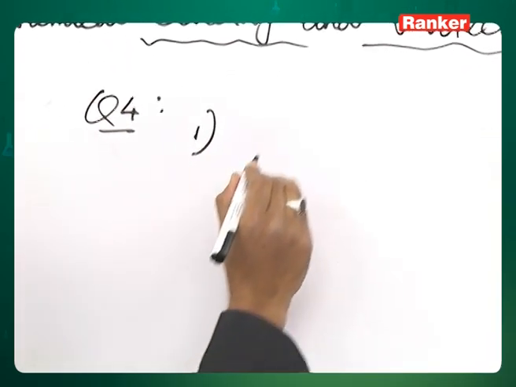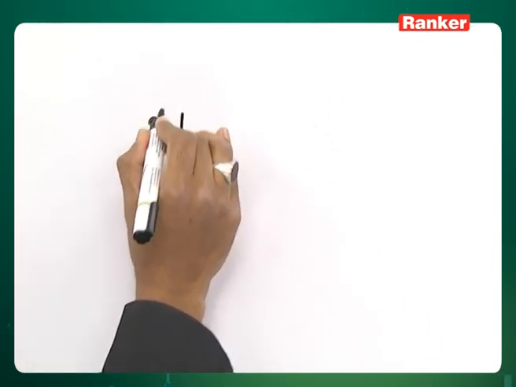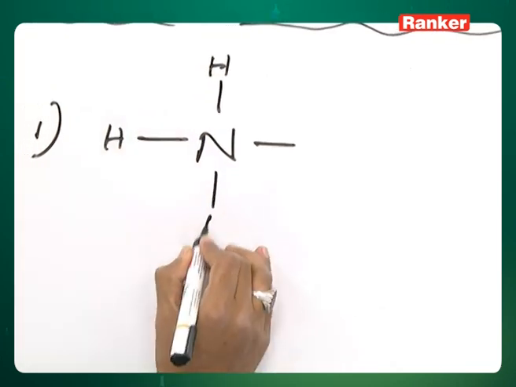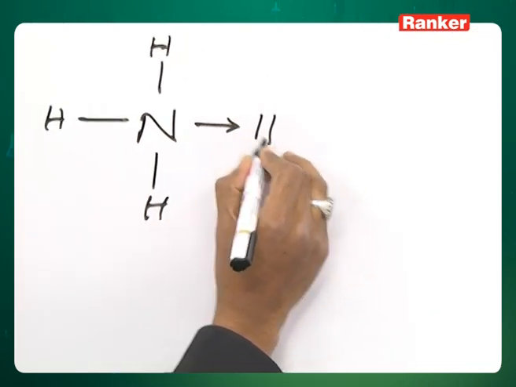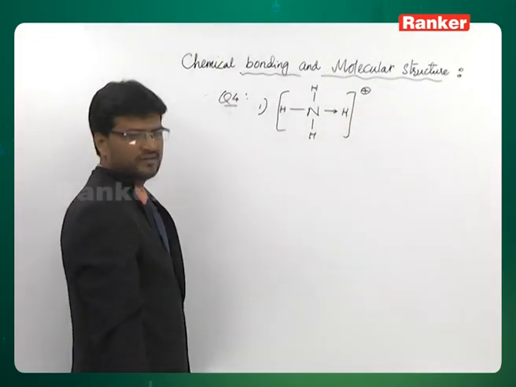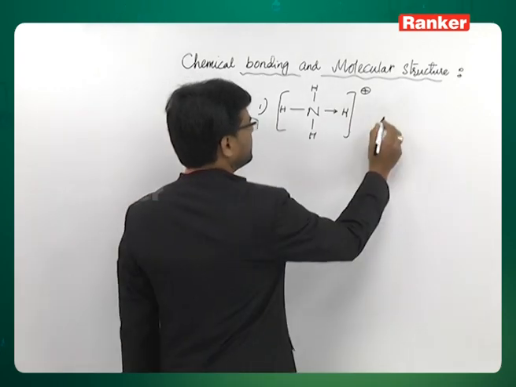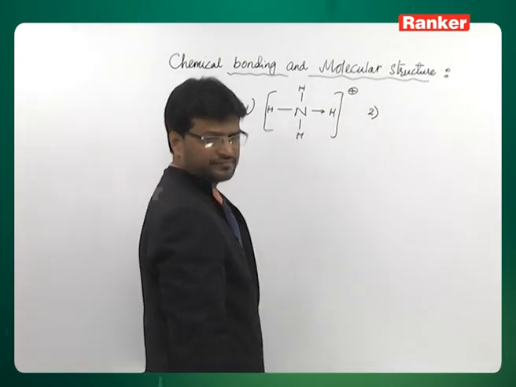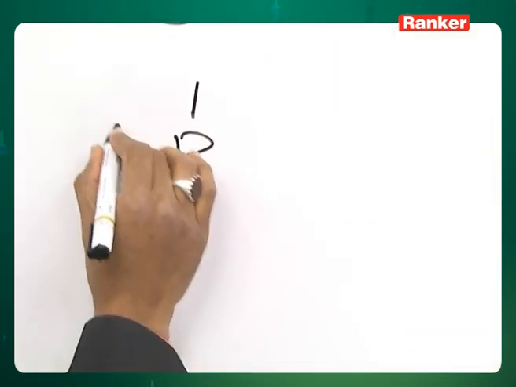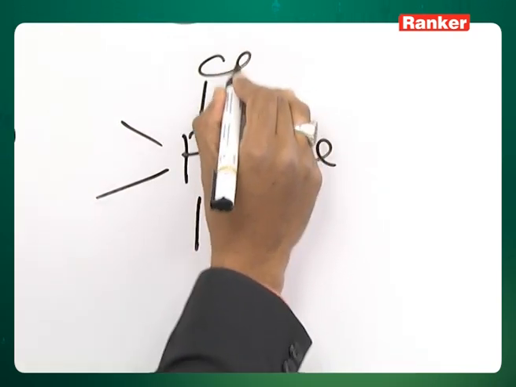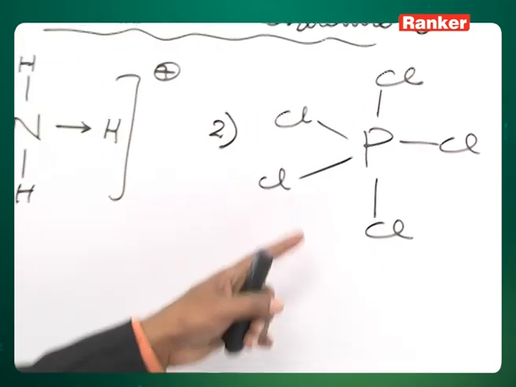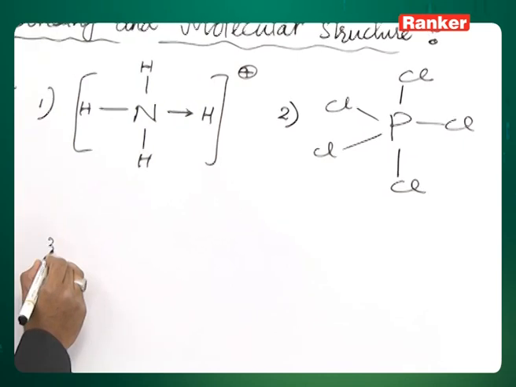Option 1 is NH4 plus. See, NH4 plus has 4 hydrogens surrounding nitrogen, and one of the bonds among the 4 bonds is dative bond. That is why first option is not the answer. PCl5. All the bonds are ordinary covalent bonds formed by hybrid orbitals. So, this does not have a dative bond. I will put third one also.